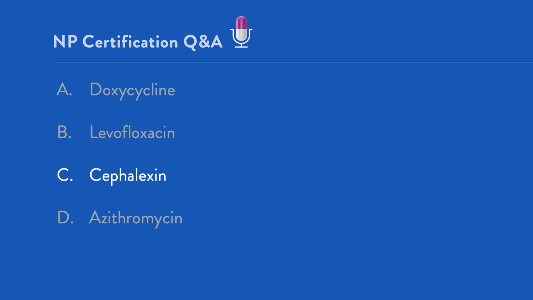Option C, cephalexin. This is the correct answer. Cephalexin is a cephalosporin, part of a larger group of the beta-lactam antimicrobials. The beta-lactams, which include the penicillins and the cephalosporins, have a long history of being used safely during pregnancy. In addition, cephalexin has a track record of successfully treating UTIs.